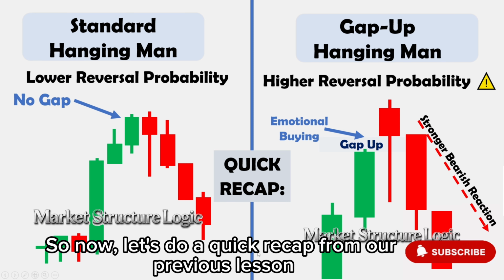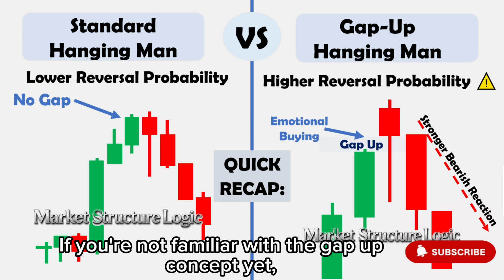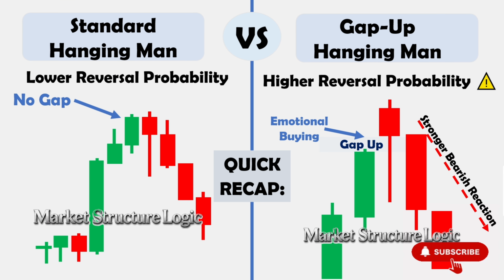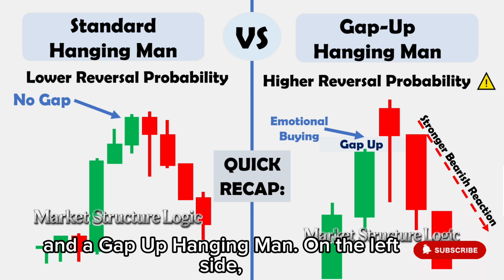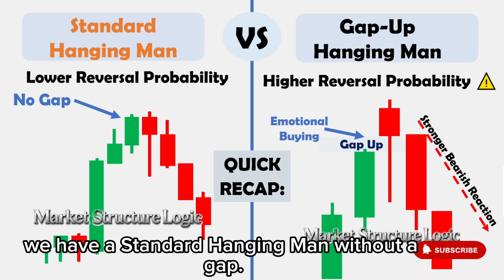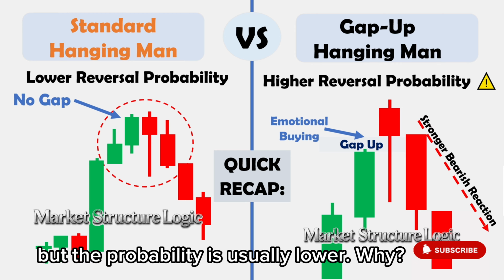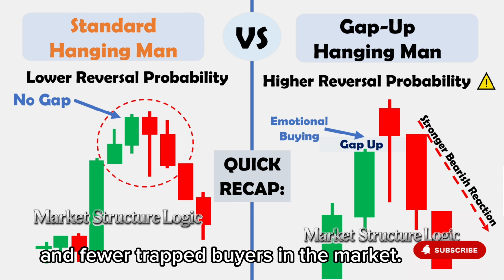So now let's do a quick recap from our previous lesson on the hanging man plus gap up setup. If you're not familiar with the gap up concept yet, you can refer to my previous video first. Now notice the difference between a standard hanging man and a gap up hanging man. On the left side, we have a standard hanging man without a gap. This setup can still signal a bearish reversal, but the probability is usually lower. Why? Because there's less emotional buying pressure and fewer trapped buyers in the market.